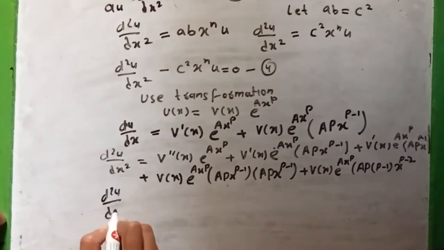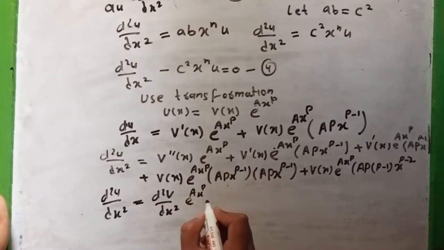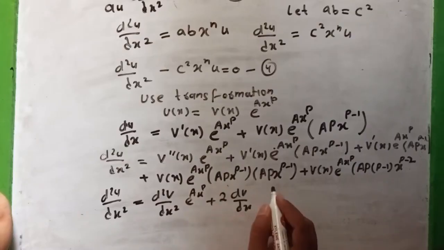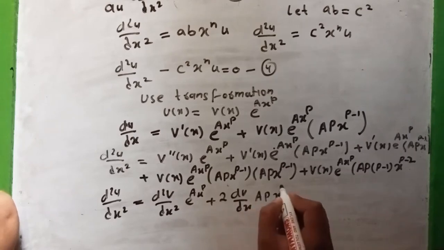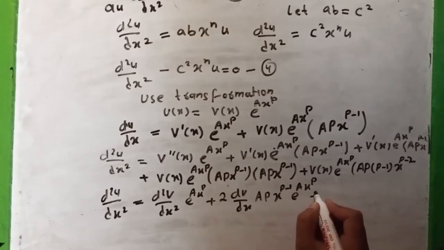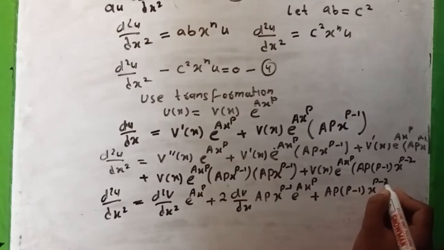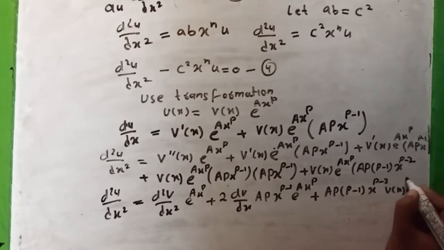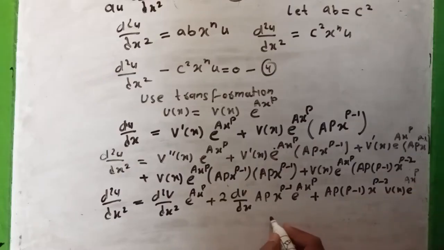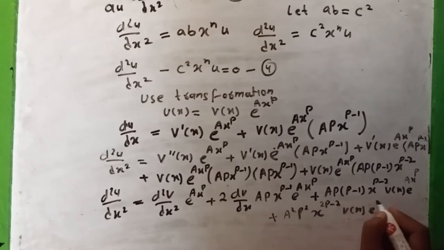So d square u over dx square is equal to d square v over dx square exponent a x raised to power p plus 2 dv over dx a p x raised to power p minus 1 exponent a x raised to power p plus a p multiplied by p minus 1 x raised to power p minus 2 v of x exponent a x raised to power p plus a square p square x raised to power 2p minus 2 v of x exponent a x raised to power p.